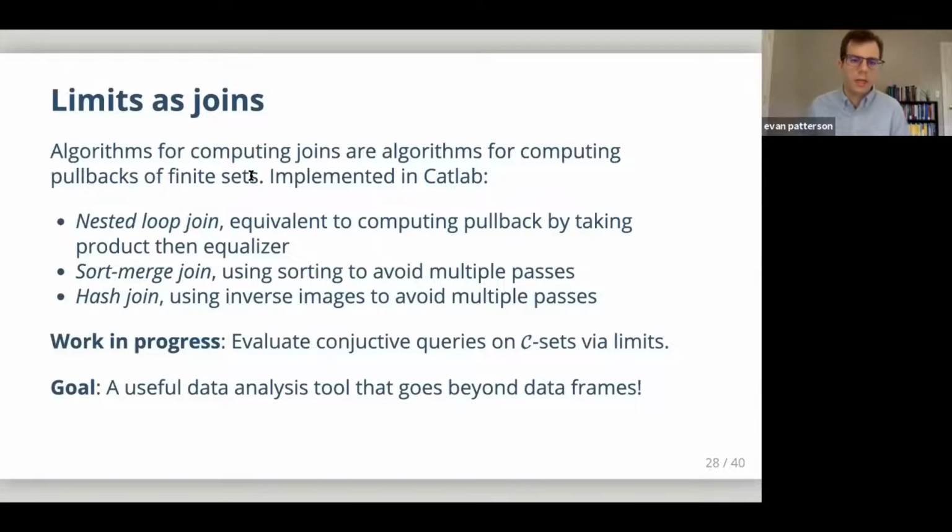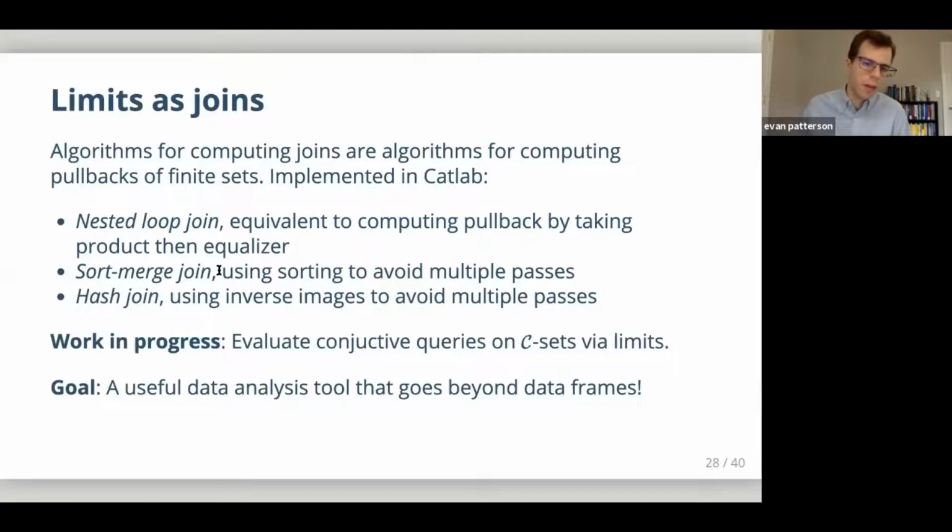And so we started to implement some of these algorithms in CatLab, with the idea that we're going to use them to do conjunctive queries on C-sets. There's the nested loop join. If you're a category theorist, you know that you can compute a pullback by composing a product with an equalizer. If you unpack what that's doing, that turns out to be what's going on in the nested loop join, which is the simplest, naive algorithm for computing a join.